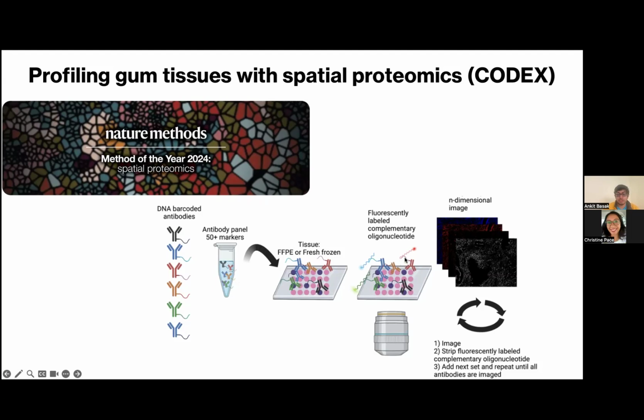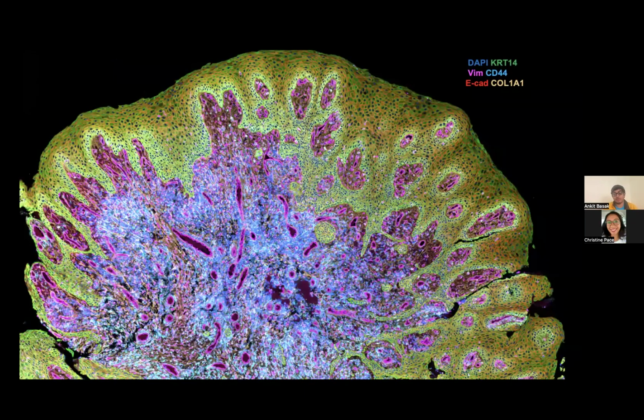Then by looking at each of these barcodes, we can get these incredibly multiplexed images that tell us where different proteins are in the tissue on which kind of cells, and helps us understand what is happening at a single cell resolution in the tissue. This has been one of the methods of the year for Nature Methods in 2024. It gives us a way to deep dive into the tissue and what is happening there.